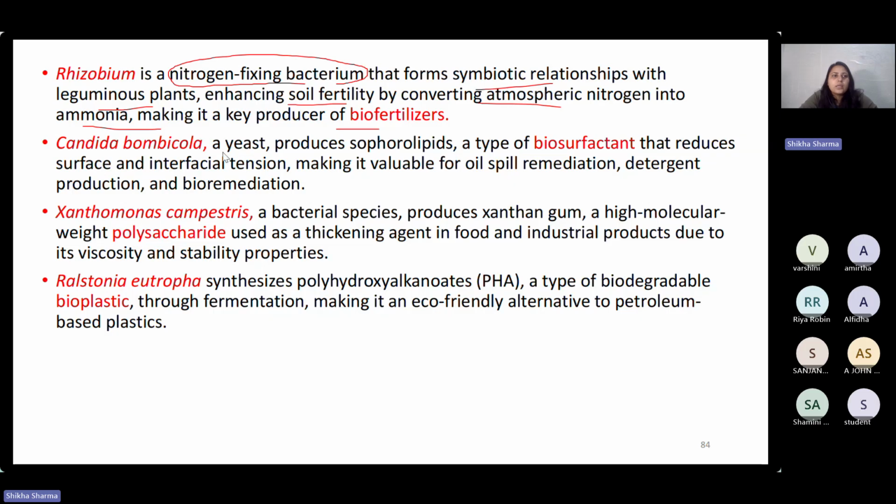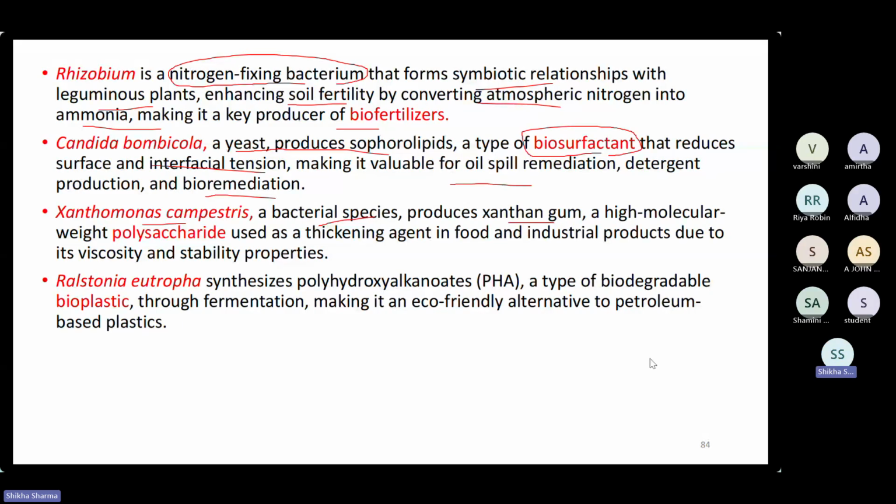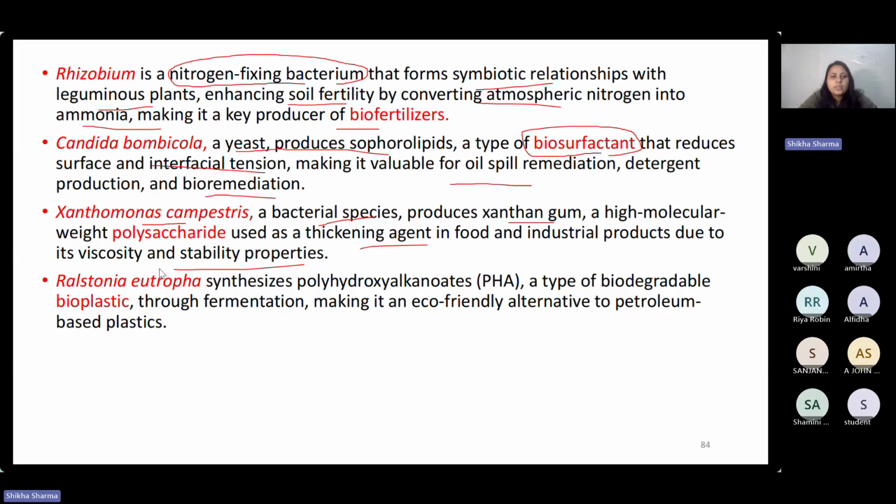Then Candida bombicola is a yeast which produces sophorolipids, a kind of biosurfactants that reduce the surface and the interfacial tension, making it valuable for oil spill remediation, detergent production, and bioremediation. And Xanthomonas campestris is a bacterial species which produces xanthan gum, a high molecular weight polysaccharide which can be used as a thickening agent in the food and industrial products due to its viscosity and stability properties.